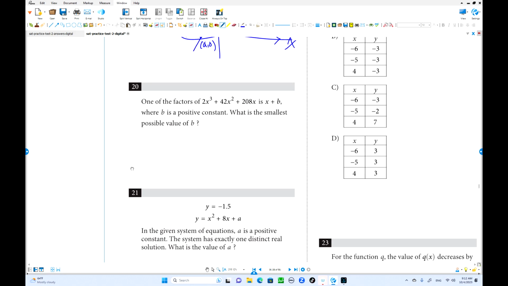All right, number 20. One of the factors here, x plus b, we call a linear factor, okay? Degree is 1. And b must be positive, not 0, okay? So what is the smallest possible value of b? We need the factors over here. 2x is common. Inside is x squared plus 21x plus 104. So we need two numbers.